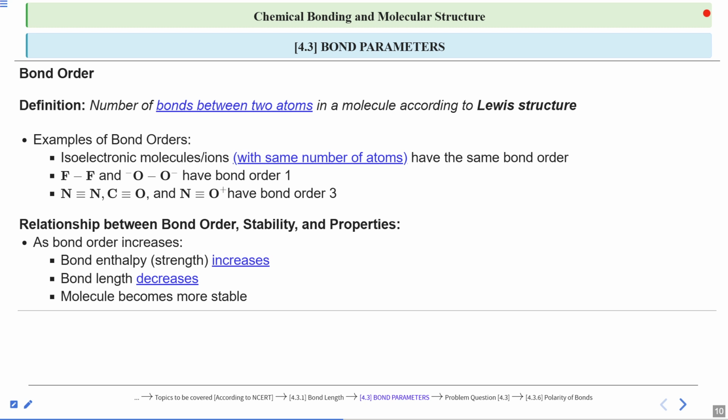The first one is bond strength increases with increase in bond order or increase in number of bonds. Second is bond length decreases with increase in bond order. And third, the molecule becomes more stable due to a greater number of bonds between these two or any two bonded atoms. I hope this is clear to you, what is bond order. So you can try multiple Lewis structures by yourself and try to calculate the bond order for each of them.